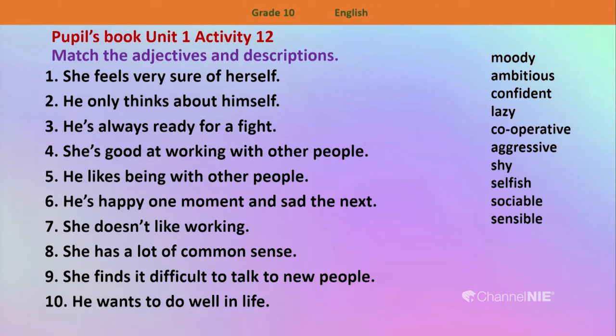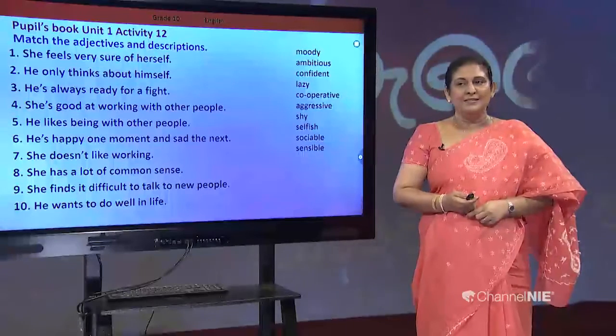You know the word moody: one minute you're happy and the next minute you're not in a good mood. Ambitious are the people who really want to do well in their life. Yes. Confident, that you are sure of yourself. Lazy, of course, you know. Cooperative, yes, there are some people who are very cooperative, they can work together with others.